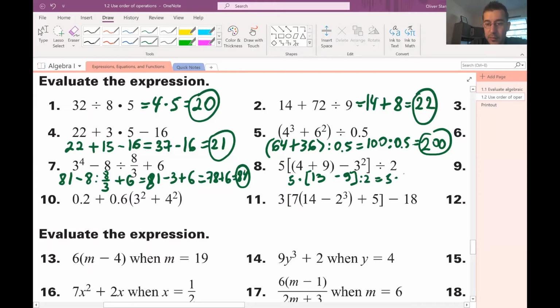So 5 times 4 and divide by 2. Now we have multiplication and division. We do left to right. 5 times 4 is 20, divided by 2 is 10. So 10 is the answer. Okay. And number 9 next.